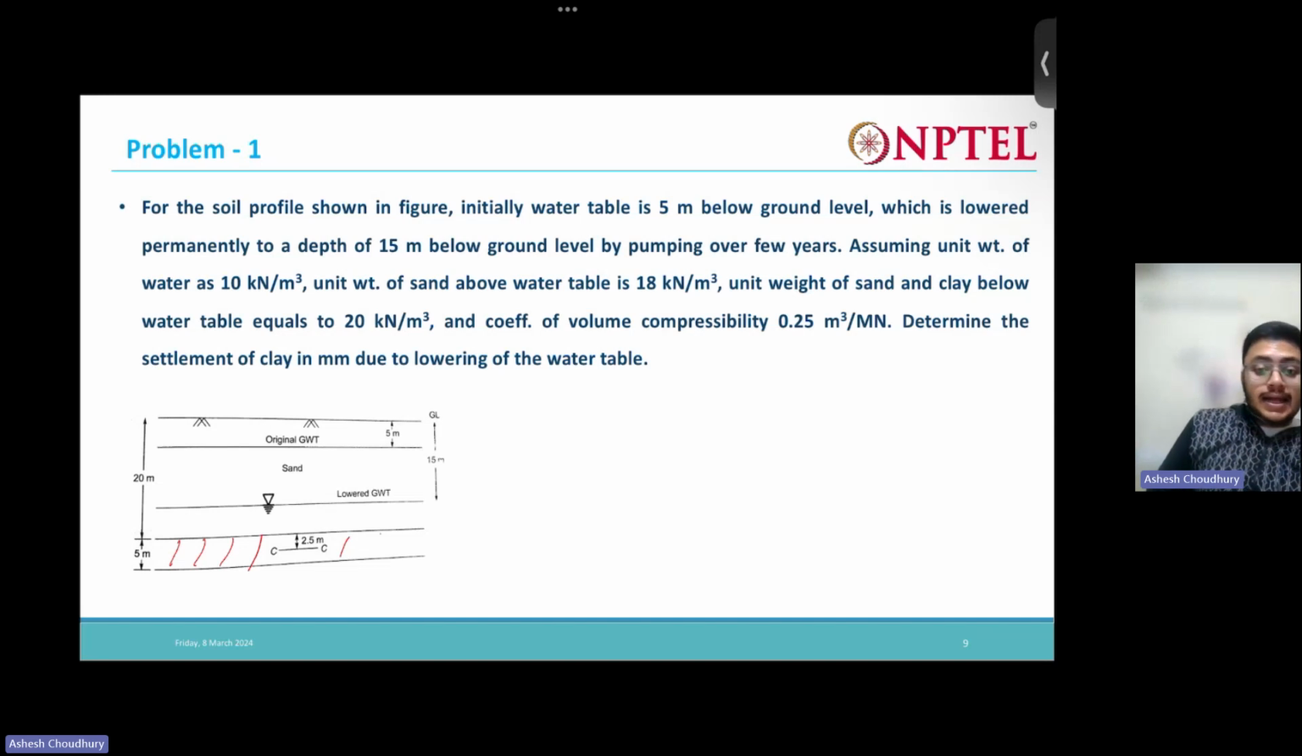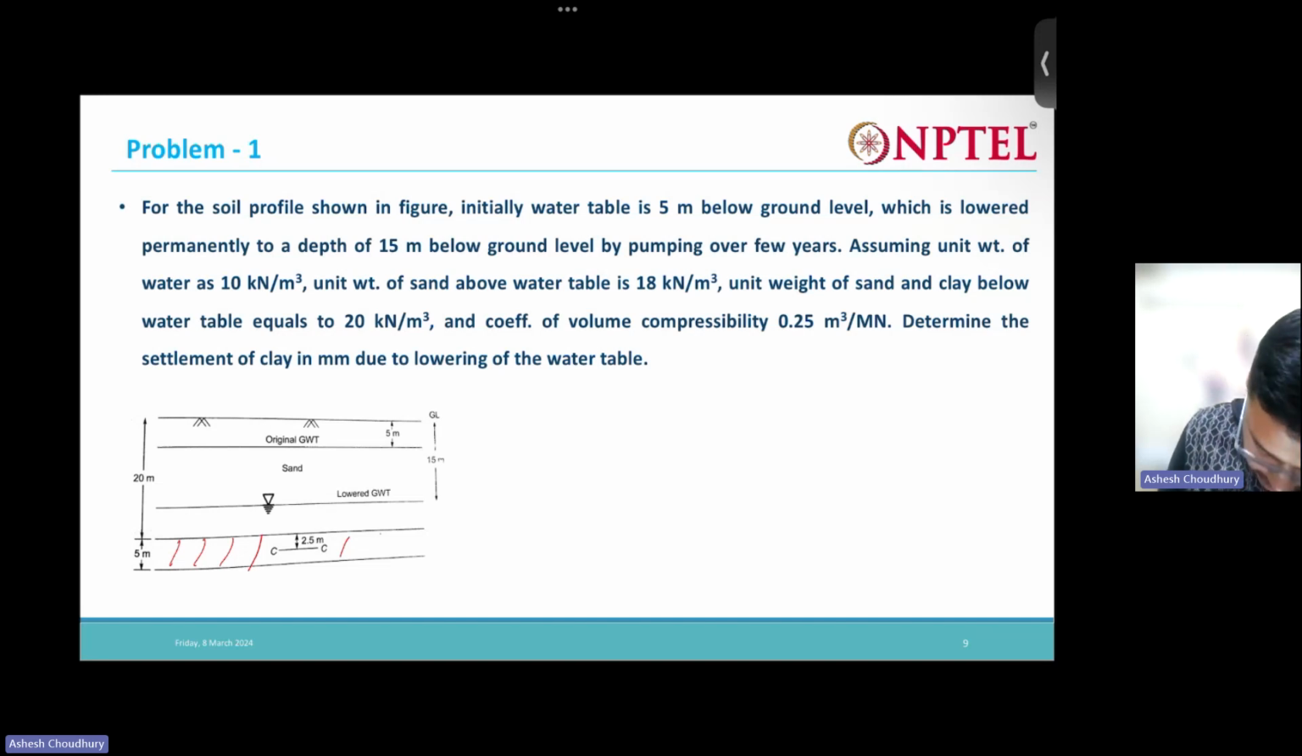So this increase in effective stress due to the lowering of the water table is going to induce some consolidation settlement. All right, this lowering of the water table is going to increase the effective stress on the clay layer. So due to this lowering, it is going to induce some consolidation settlement in the clay layer, and that consolidation settlement of the clay layer, due to the increase in effective stress, you need to find out. Okay, that you need to calculate. All right, so let us find it out.